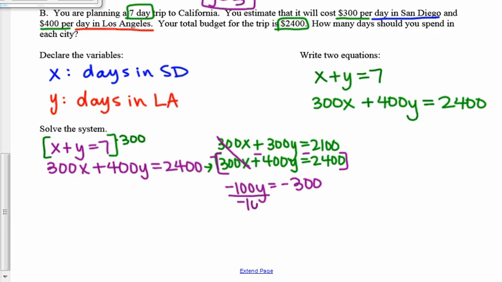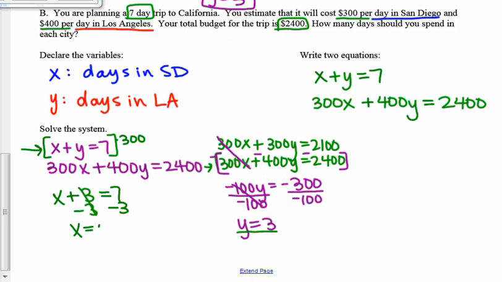So I divide by my negative 100, and I get y equals 3. All right, so one of my answers is already done. Well, if you recall, one of our equations was super simple. I can actually just take this y and plug it right into that first equation there, x plus y equals 7. Well, I don't know my x, I know y is 3, and I know they have to equal 7. So I'm going to subtract 3 from both sides to get x equals 4.